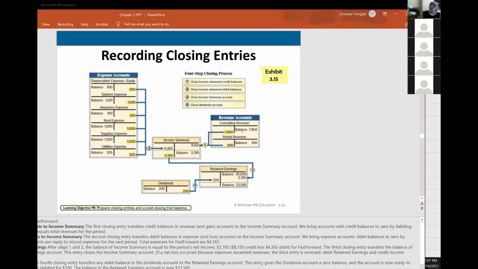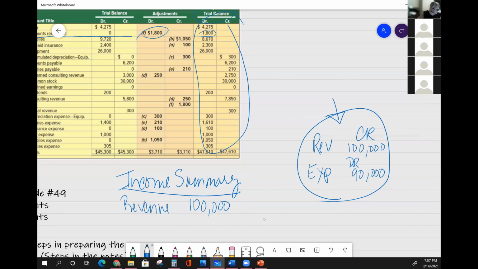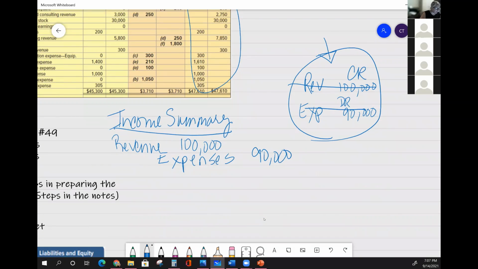So we had 7850 here. That is going to be a debit to my revenue account. So when I debit the revenue accounts, I have to do the opposite on my income summary, right? So my income summary is going to get that total that was in my revenue. It's going to go in as the opposite. So I'm going to have a credit to my income summary. So here's my revenue, $100,000, wipes this one out. My expense is on the books as a debit, so I'm going to have to do it as a credit.